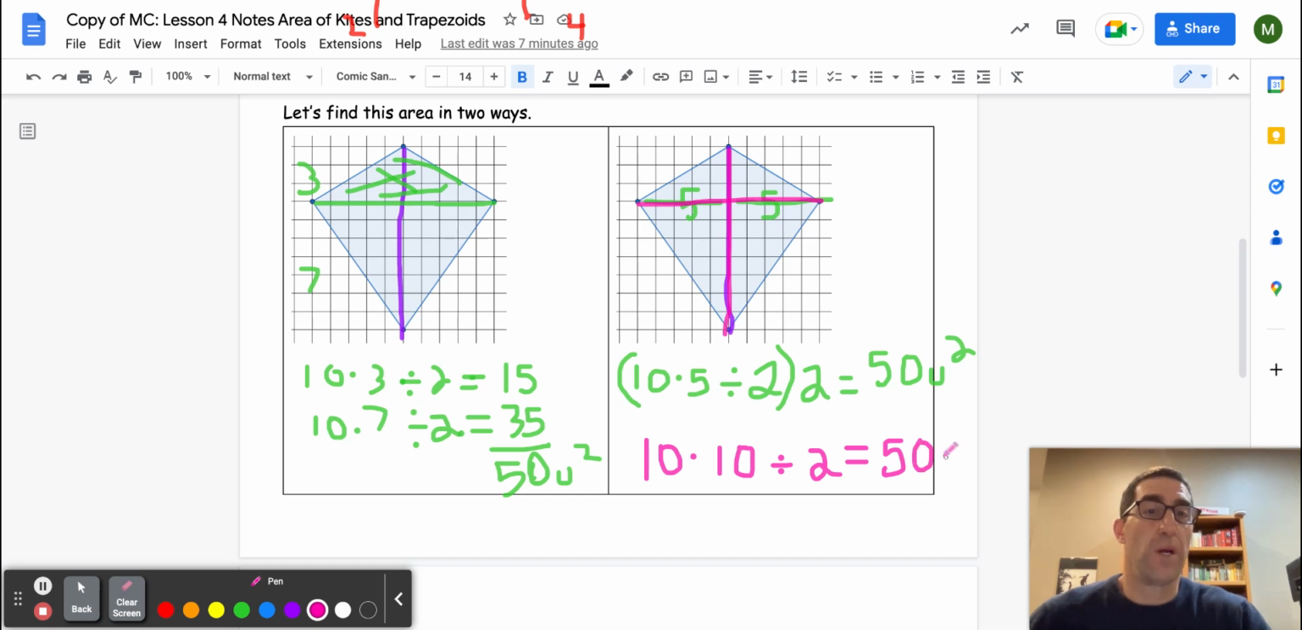So the key, though, is when you see quadrilaterals, think about breaking them up into triangles or rectangles.